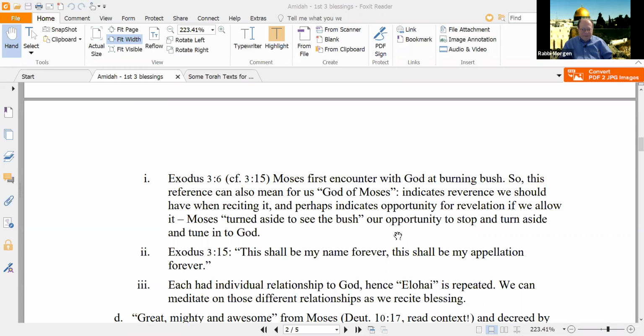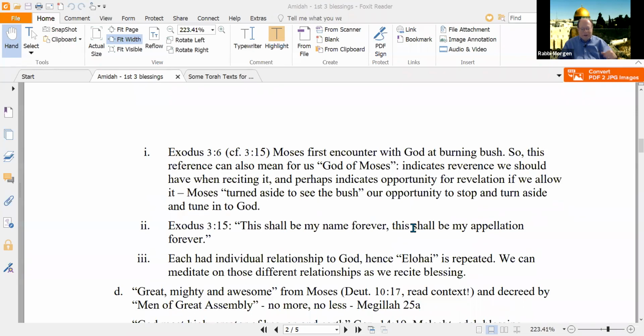And it also can indicate the reverence we should have when reciting it, and the opportunity for revelation, right? Because this is the moment of revelation. God also revealed something about God to Moses. And this is our opportunity to seek God's revelation in the audience as well as our speaking. So we turn aside to see, right? And it's holy ground, right? Remember, God says to Moses, take your shoes off because you're standing on holy ground. As we enter God's courtroom, we're also standing on holy ground. You don't have to take your shoes off, but just have that sense of reverence.